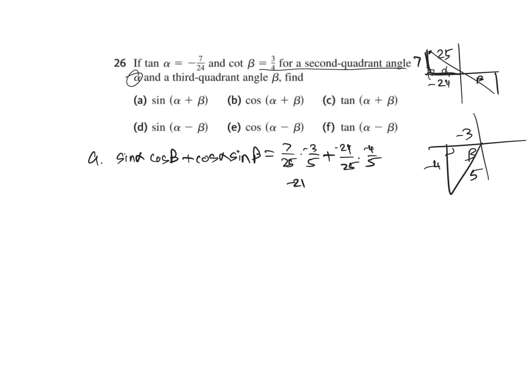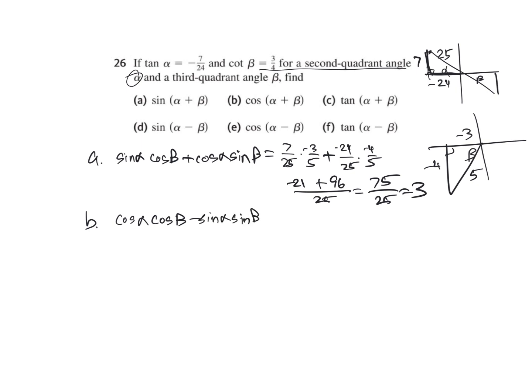So -21, and 4 times 20 is 80, and 16, 96. All of that's over 25. So 75 over 25, or 3. Okay, so now B, cosine addition, is cosine of alpha, cosine of beta, minus sine of alpha, sine of beta.